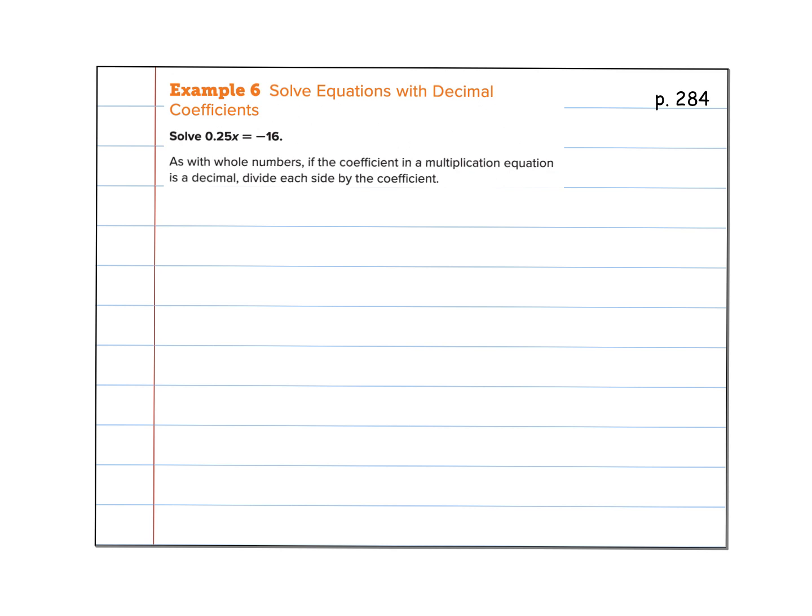All right, so now let's go ahead and try to solve an equation, if you go to page 284, with a decimal coefficient. That means there's just a decimal in the front of it. So on page 284, you can just do this off to the side. Here's my equation. 0.25x equals negative 16. Okay, I'm going to draw my line down.